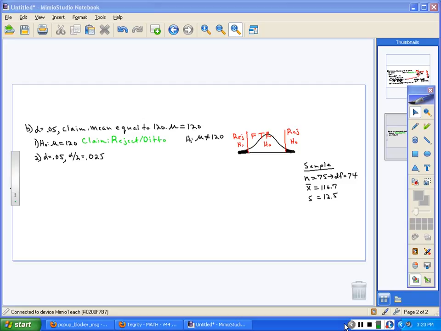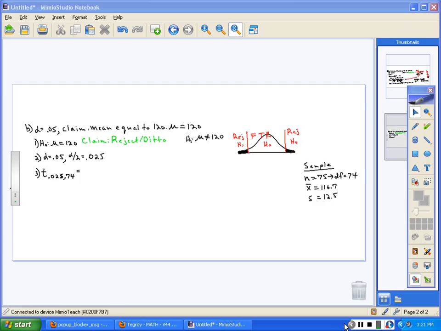Okay, so we know we're going to the T table because the formula starts with the letter T. So we want the T table sub 0.025, comma, and degrees of freedom is 74. Now the T table probably won't have a 74, so we're going to pick the one that is the closest, which in all likelihood is going to be 75.